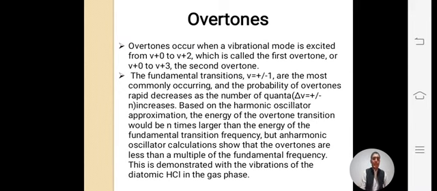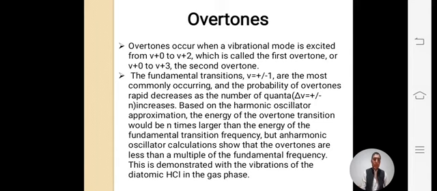Next is overtones. Overtones occur when a vibrational mode is excited from V0 to V2, which is called the first overtone, and from 0 to V3 is called the second overtone. The fundamental transitions, delta V equal to plus or minus 1, are the most commonly occurring, and the probability of the overtones decreases as the number of quanta, delta V equal to plus or minus n, increases.